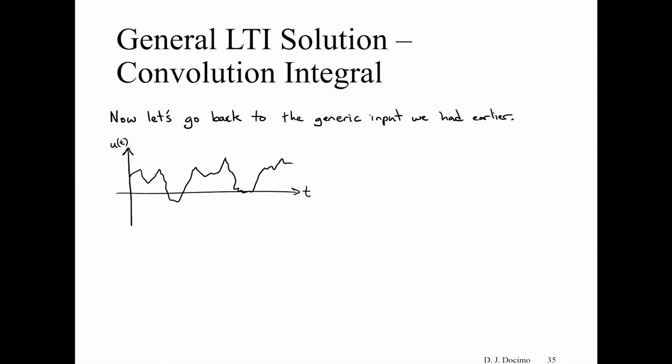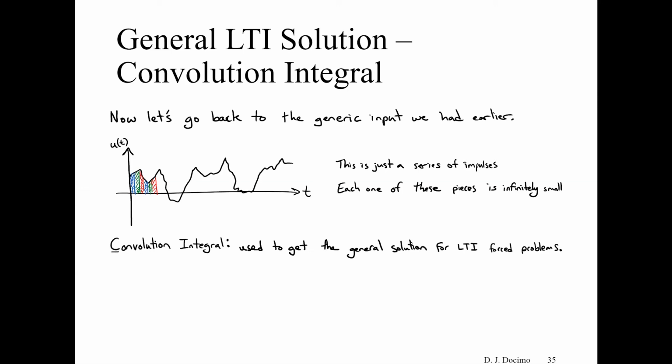So now let's go through a more complicated case, the convolution integral. So we have that generic input we had earlier. Let's actually just break it up into separate little pieces here. This is like a series of impulses, and each one of these pieces is essentially infinitely small. Now, if we use something called the convolution integral, we can get the general solution for LTI forced problems.